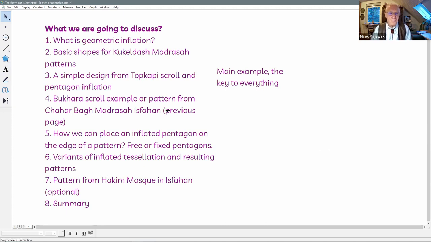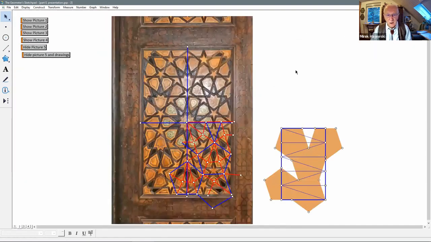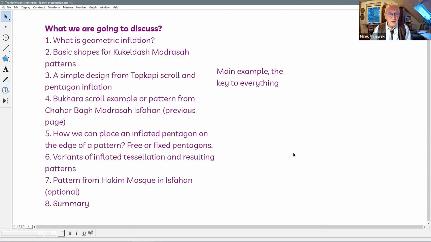Then we will talk about a pattern from the Chaharbagh Madrasa, the previous one that I was showing just a moment ago. Okay, this was not this one, this one. This is a really great pattern, and it is worth looking at. And then we'll talk about what is happening when you put an inflated pentagon on the edge of the pattern, and we talk about free and fixed pentagons. Then, if there is time, we will talk about some variants, and this will be the most important part.